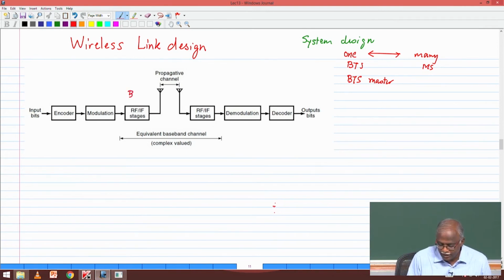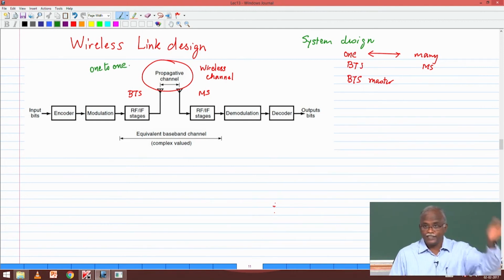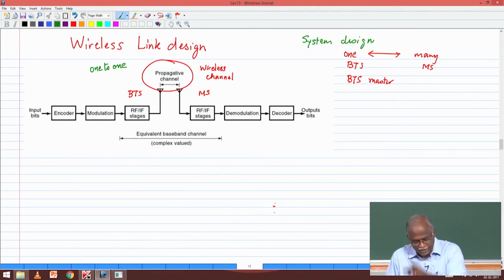So this could be the base station side, this could be the mobile side. What is sitting in between is the wireless channel. And at this point, it is not a one-to-many system, it's a one-to-one system. You're not talking about a base station talking to 100 mobiles. You're talking about one base station talking to one mobile. What happens to the signal that was transmitted by the base station? What is the effect on that?